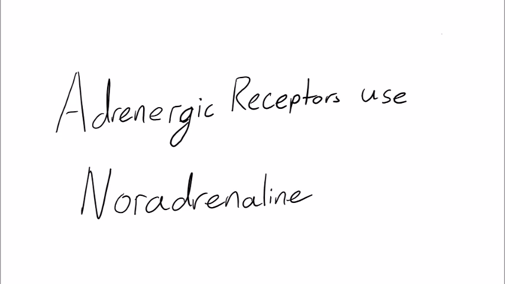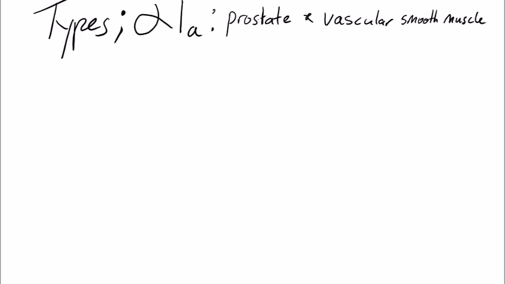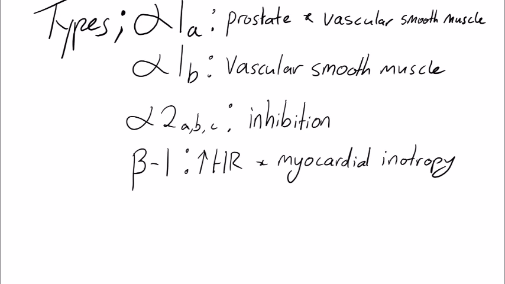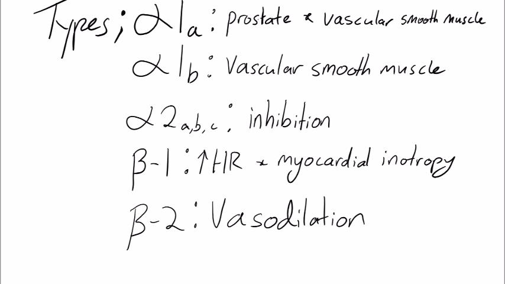There are various kinds of sympathetic adrenoreceptors, including the alpha-1A, which controls prostate and vascular smooth muscle contraction, alpha-1B, which controls vascular smooth muscle contraction, alpha-2A, B, and C, all of which control inhibition of noradrenaline and insulin release, the beta-1, which increases heart rate and contractility of myocardium, and the beta-2, which causes blood vessel vasodilation, bronchodilation, and renin release from the kidney.